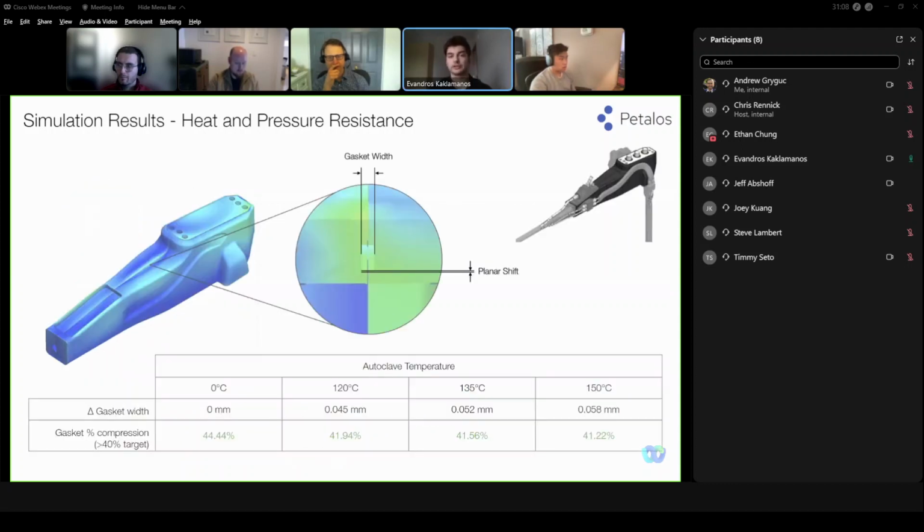Our simulations revealed a decrease in percent compression of the gasket at an autoclave temperature of 135 degrees Celsius. More specifically, the gasket gap grew from a nominal 1 millimeter to a maximum gap size of 1.06 millimeters, which resulted in a decrease of 2.88% compression of the gasket. The compression percentage remains above the target threshold of 40% at standard autoclaving temperatures, thus the seal will not leak.